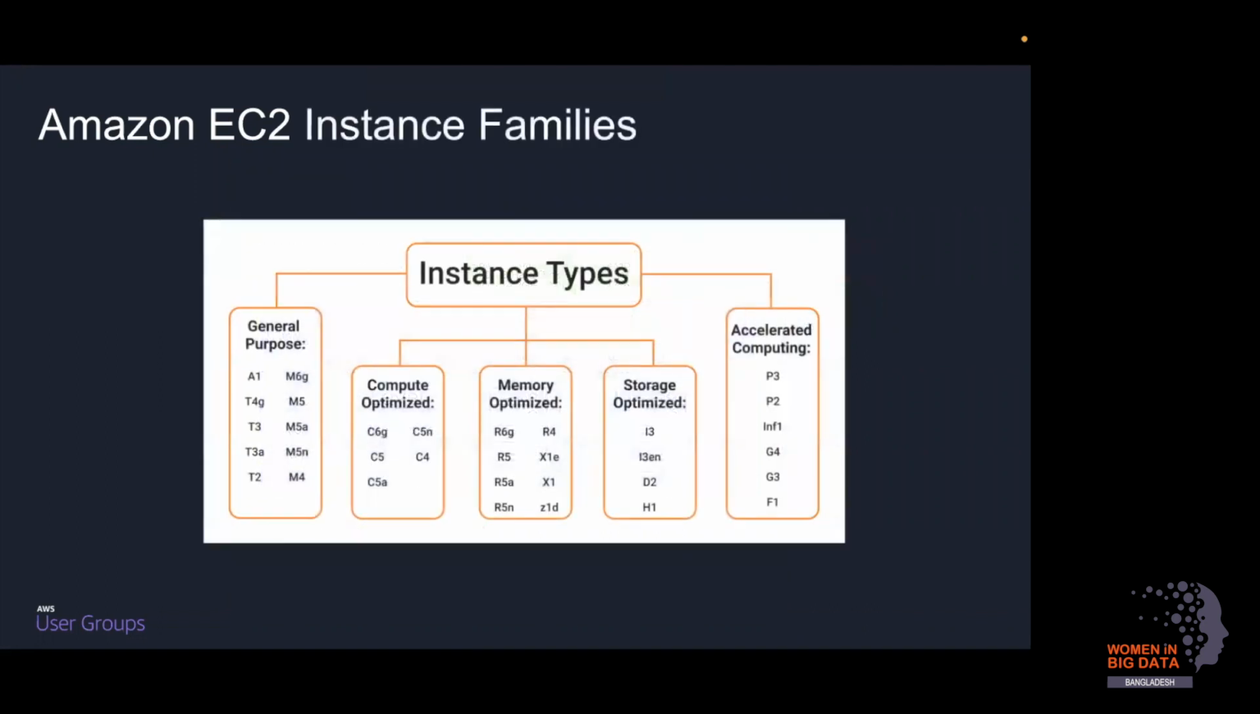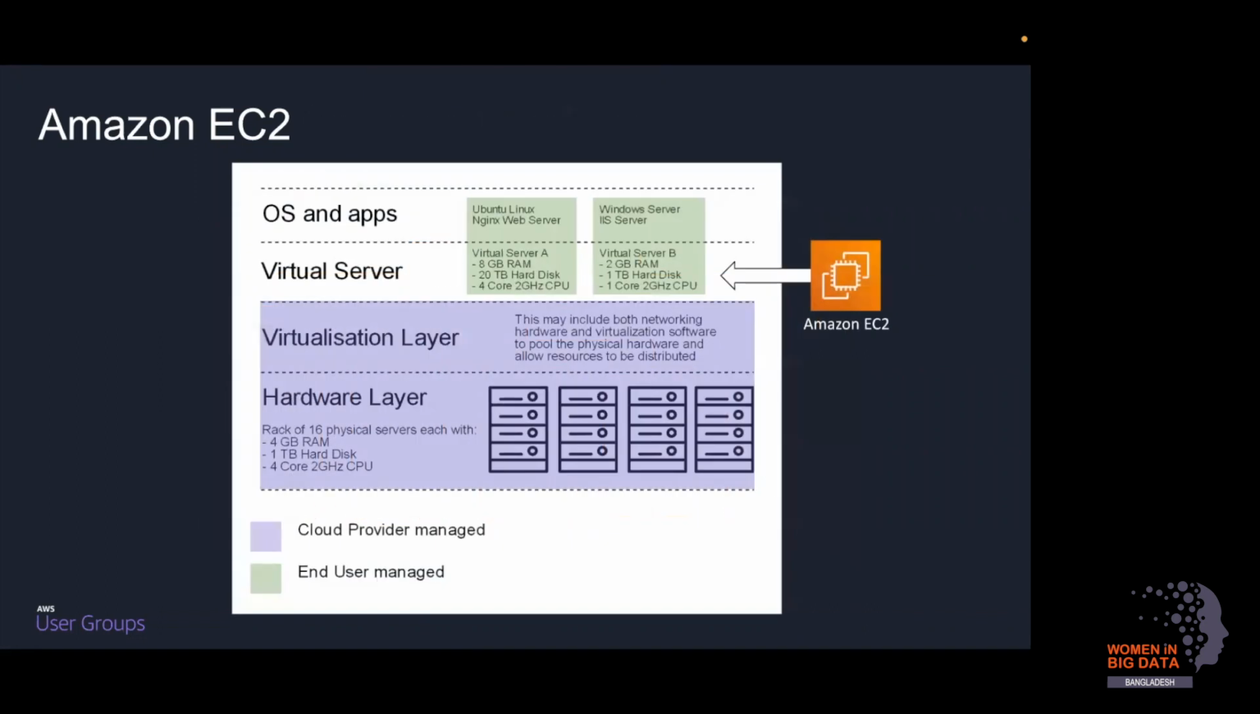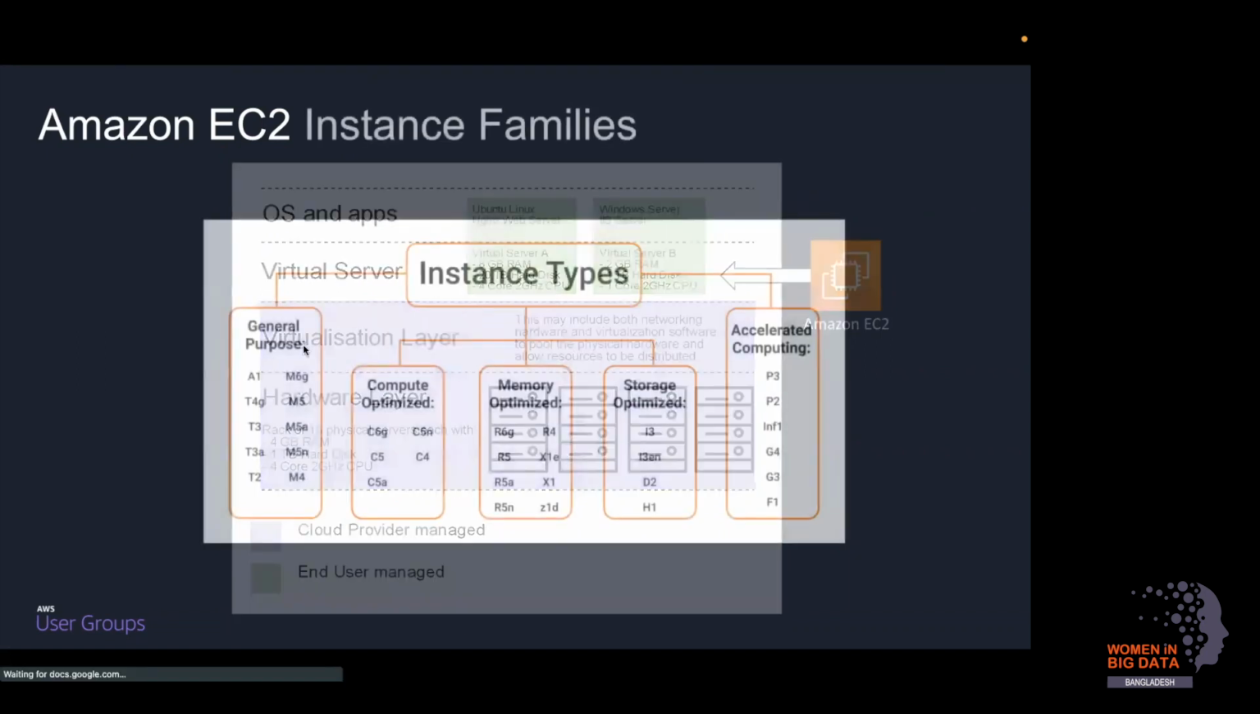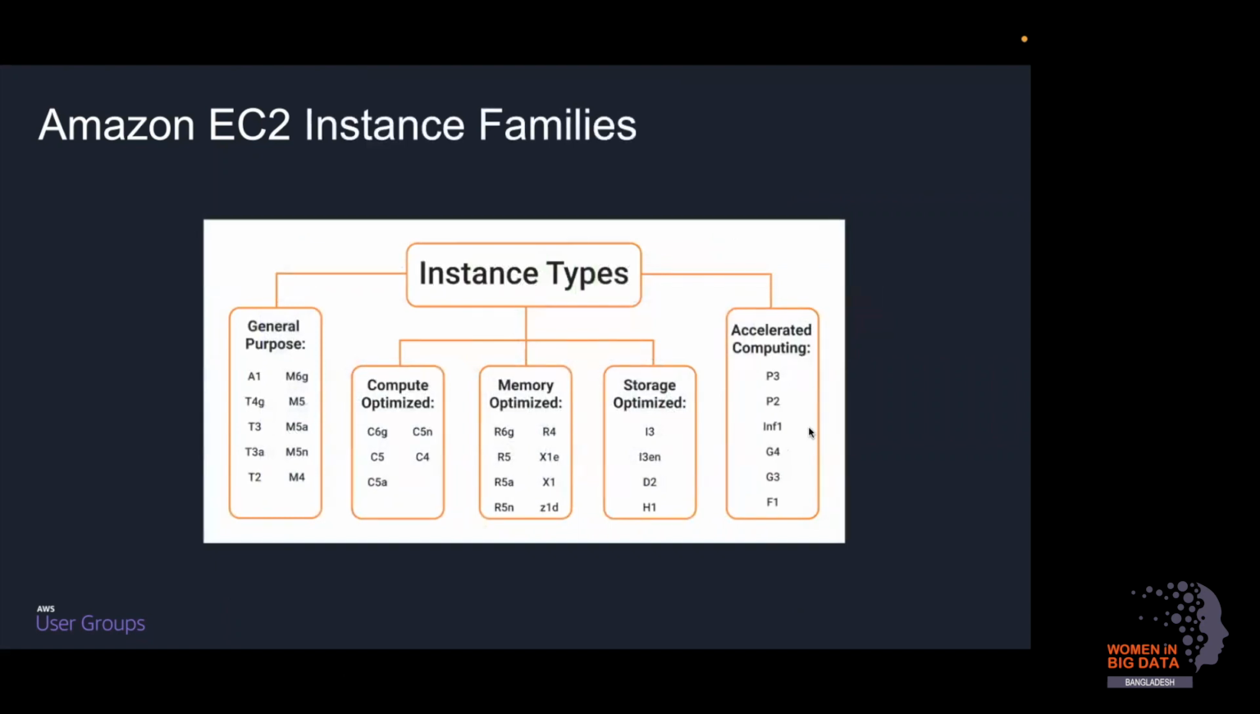So as I was talking about the virtual server, these are the different instance types provided by AWS. From left to right, you can see general purpose, compute, memory, storage, and accelerated computing. These are the different families provided by AWS based on the kind of use case and requirement you have.